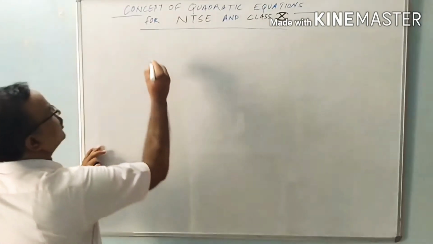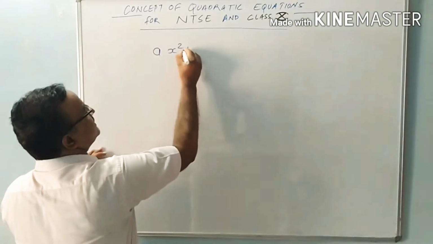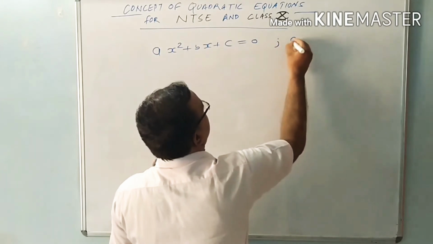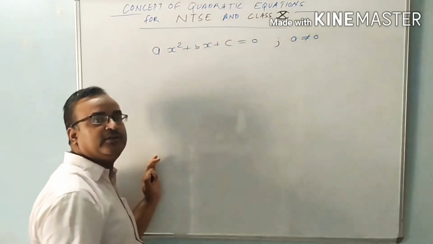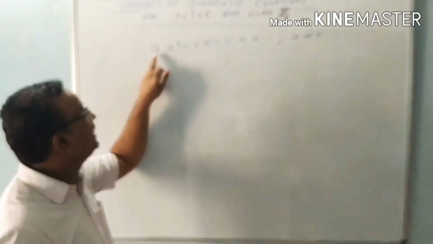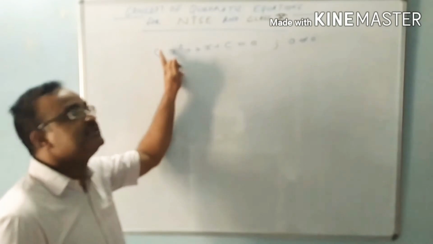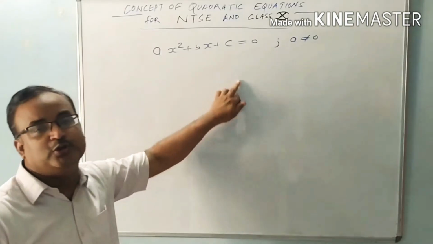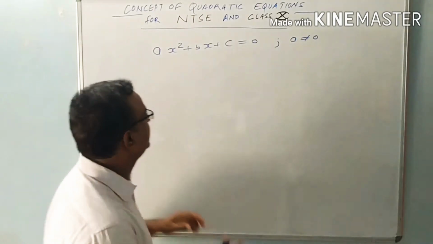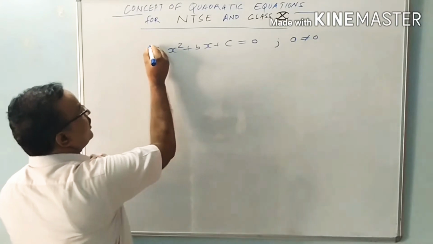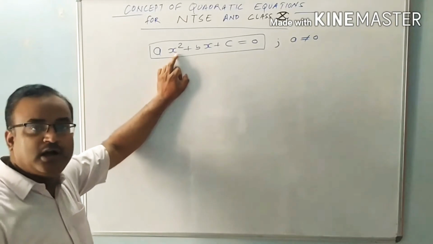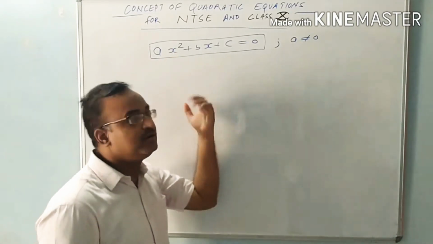So the general equation of a quadratic is ax square plus bx plus c is equal to 0, where a should not be equal to 0. This is a very important thing. a should not be equal to 0, because if a is equal to 0, then 0 into x square is 0, and we will get only bx plus c is equal to 0. If only bx plus c is equal to 0, then it is linear, not quadratic. Now we can say the highest power of the variable is 2, so the number of zeros is 2.